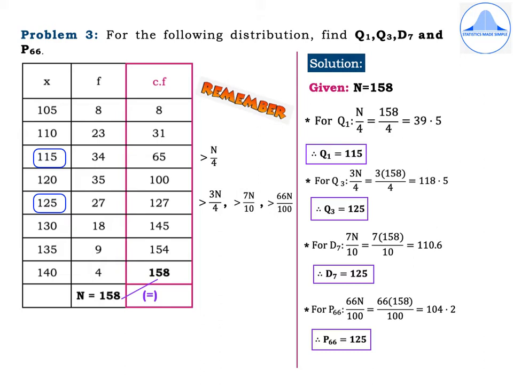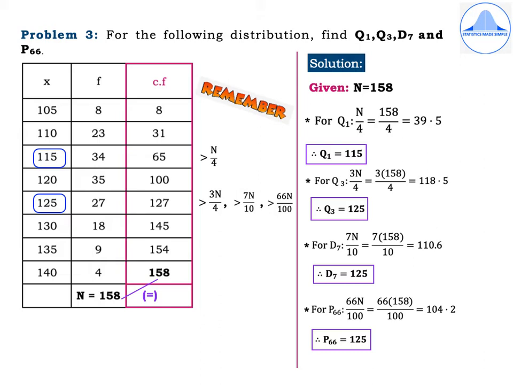Now similarly for Q3, we need to find out 3N by 4, which is 3 into 158 by 4, which is equal to 118.5. Now the value in the third column, which is greater than 118.5, is 127. So next to 127, write greater than 3N by 4 and see what is the corresponding x value in the first column. So you'll get therefore Q3 is equal to 125, and I have highlighted 125 in blue color in the table.